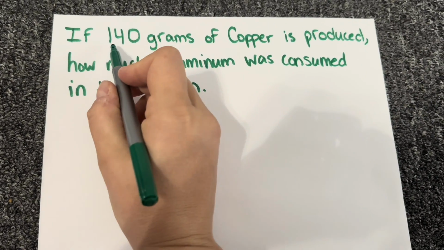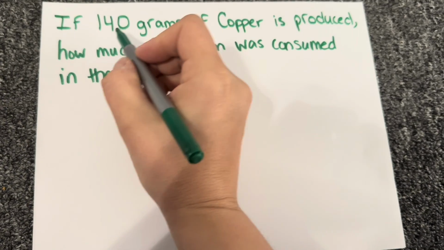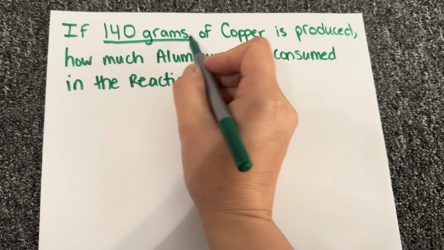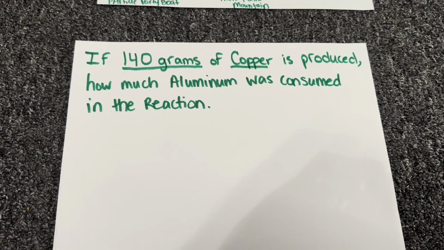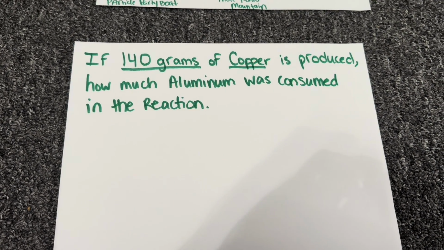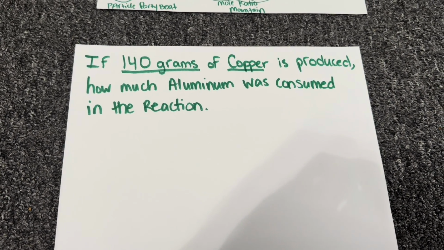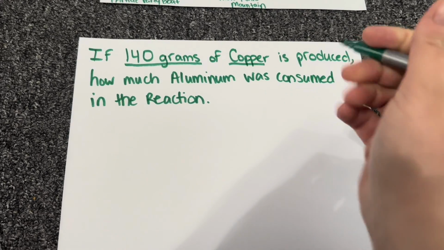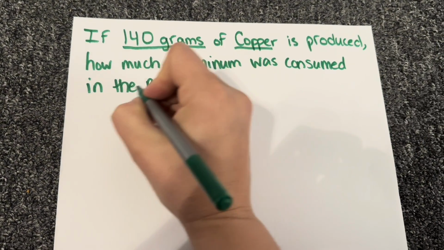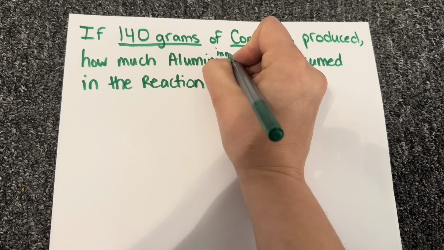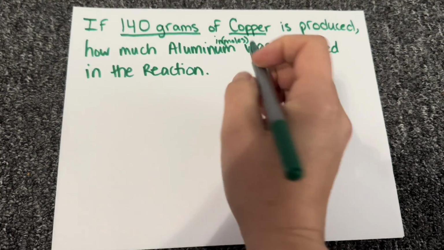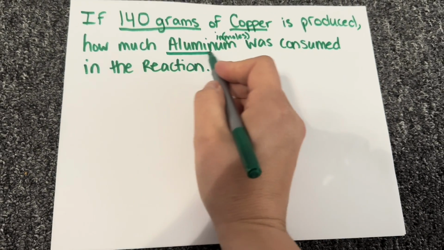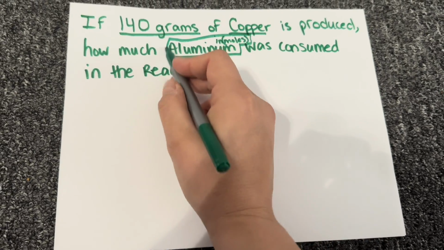for doing our strategy, let's underline what's important, what we're given. So 140 grams of copper, and we're told that that's produced. We want to know how much aluminum was consumed in the reaction. We're going to say in moles. I forgot to include that. So how much aluminum in moles was consumed in the reaction?